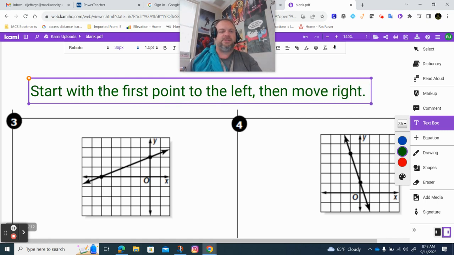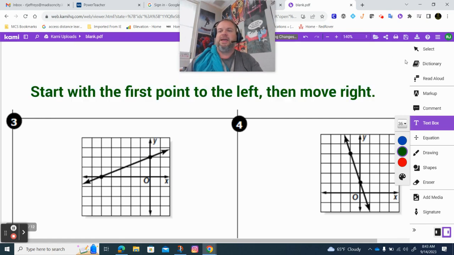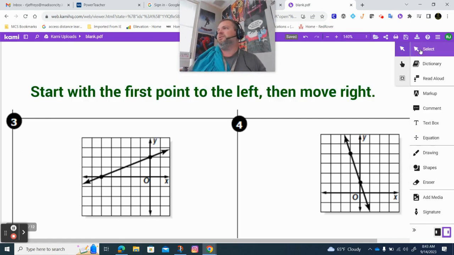All right. So let's start with the first point to the left and go to the right. Now, some of this stuff is situational. Some of y'all do not like situational stuff, like if it looks like this, do this. Some of y'all like just tell me what to do and do it, right?